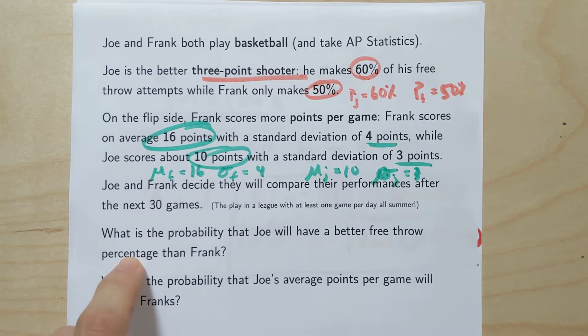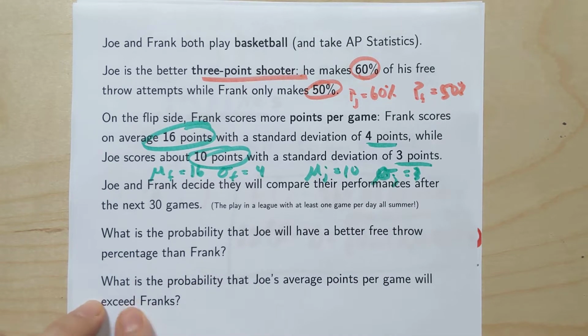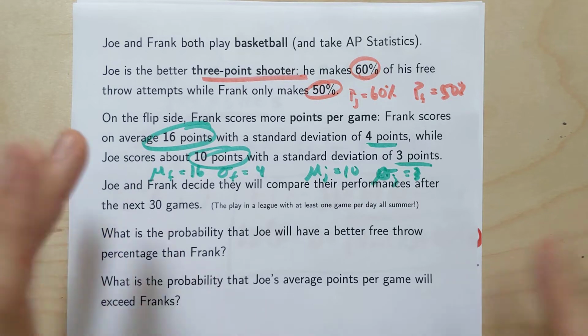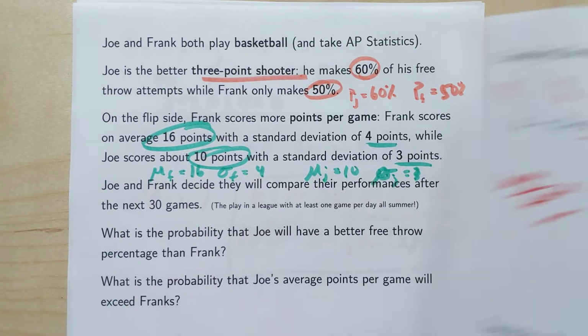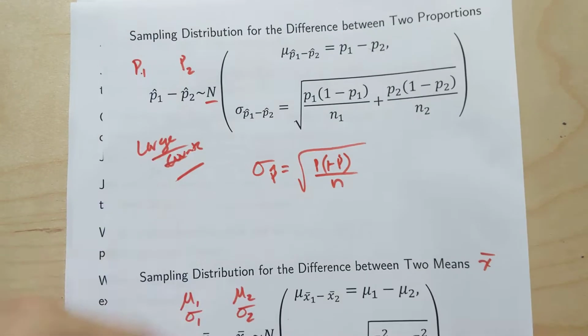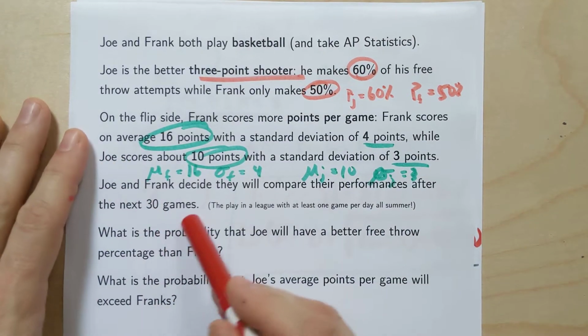All right, so then you want to know what's the probability that Joe will have a better free throw percentage than Frank, and also what's the probability that Joe's average points per game will exceed Frank's? All right, this is interesting. Really the way to calculate these, and to think about it, is going to be in terms of these sampling distributions. So if we imagine first, we play 30 games.